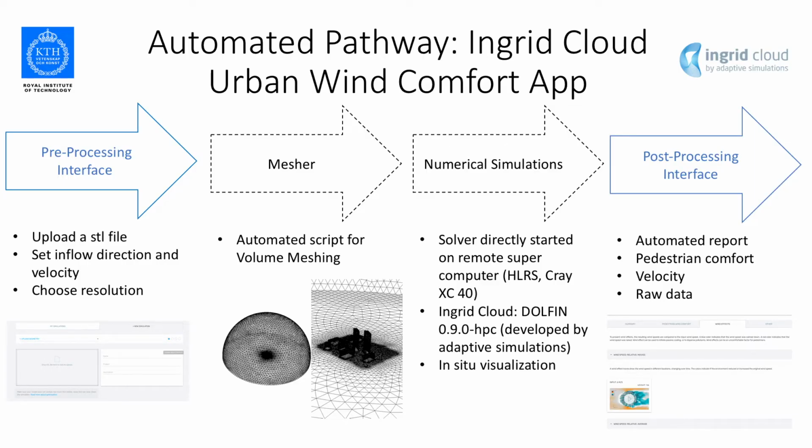After the simulation run, an automated script is run to create an automated report, which is then uploaded to the web interface and accessible for the user. The report creates a movie based on the time-dependent velocity field, and also calculates a pedestrian comfort.